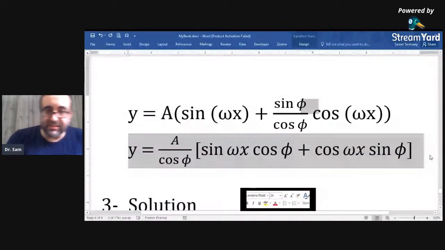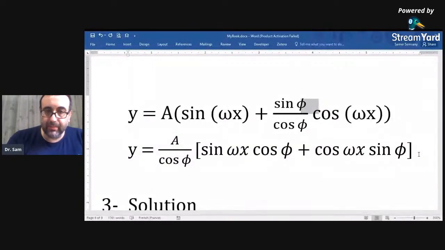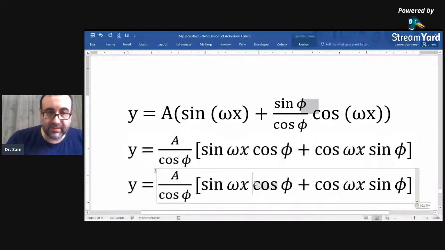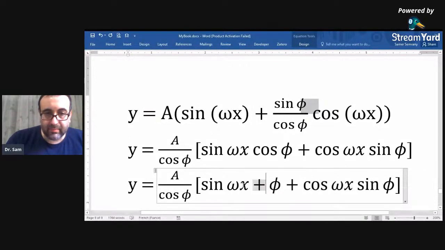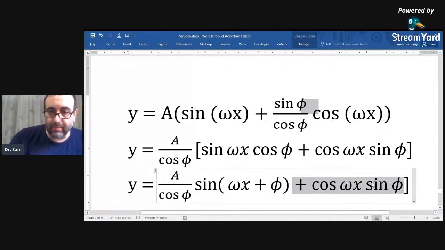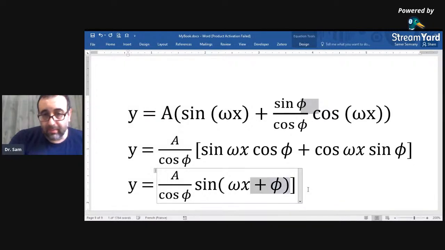Okay. So what is this formula? Sine A cosine B plus cosine A sine B. It is sine A plus B. So this one is equal to sine A plus B. Okay, that is the form that we want.